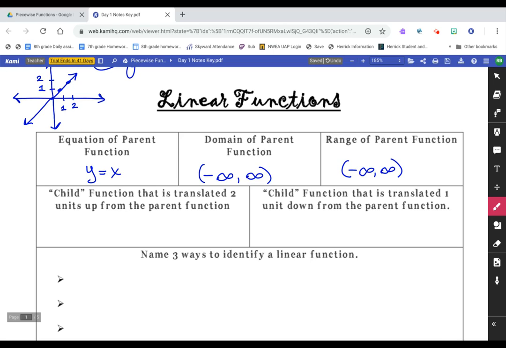Now, the child function that is going to be translated 2 units up would mean that we would take y is equal to x, and we're going to add on the outside plus 2. All right. If we want to translate it down 1 unit, then we're going to subtract. I need an equal sign. We're going to subtract 1. And that would shift the parent function up 2 or down 1.